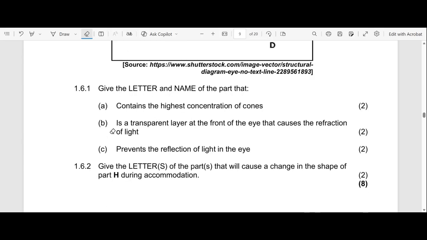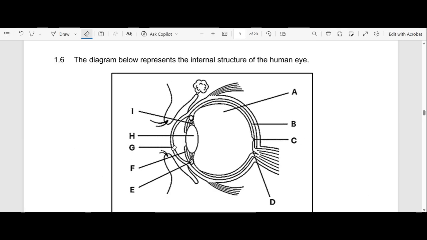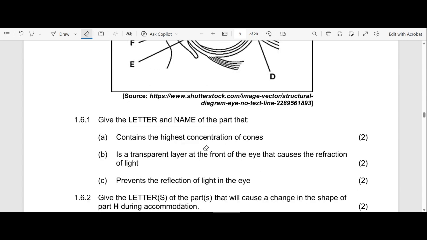Okay, now let's go to B. It is a transparent layer at the front of the eye that causes the refraction of light. Since they say at the front of the eye, that can only be the cornea, right? So the cornea becomes G. The cornea is transparent and it also helps in the refraction of light because it's convex, not biconvex. It's convex rather, right?